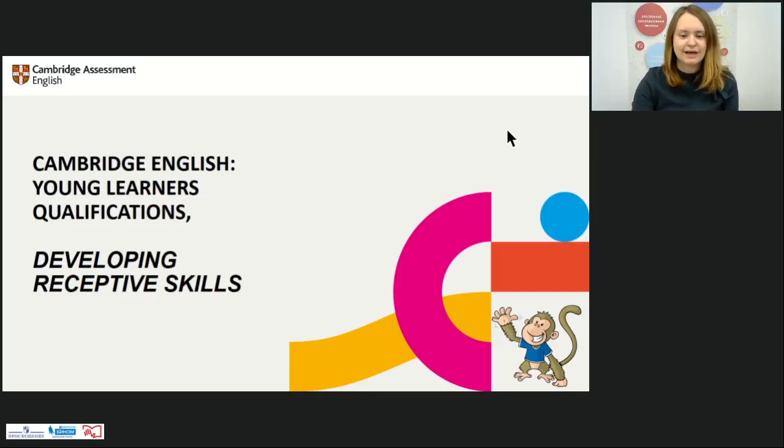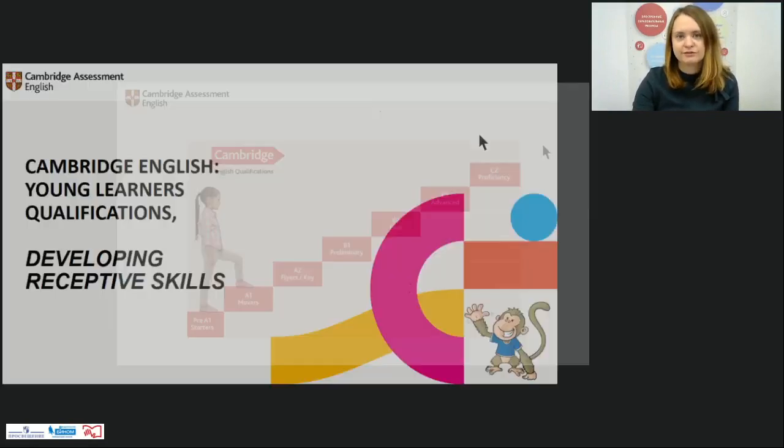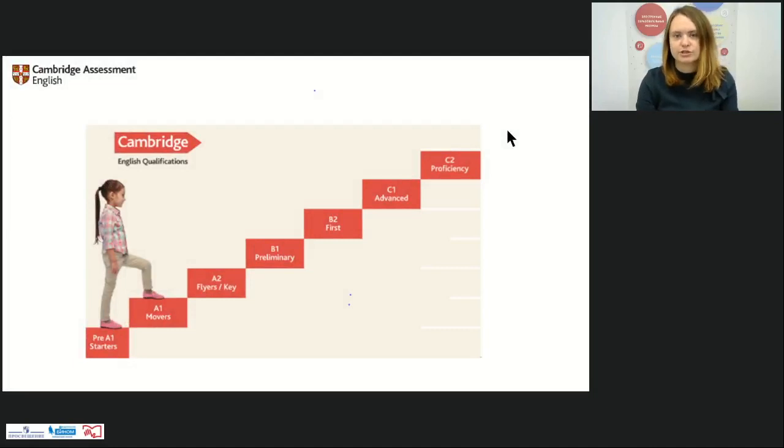So first of all, I would like to have a brief overview of what Cambridge Young Learners qualifications are. As you can see from the slide, we start at pre-A1 level. This is for starters. Then we have A1 movers and A2 flyers. So the exams are focused on all four skills, and these exams are for students of primary and lower secondary schools. So that's about from 6 to 12.